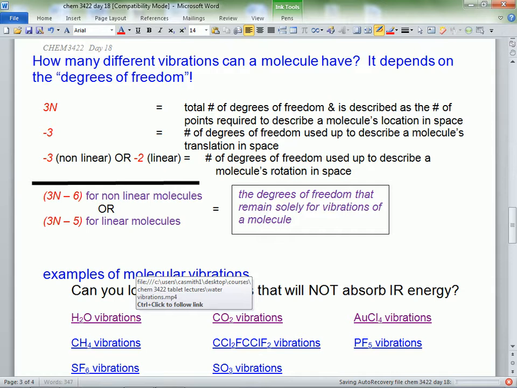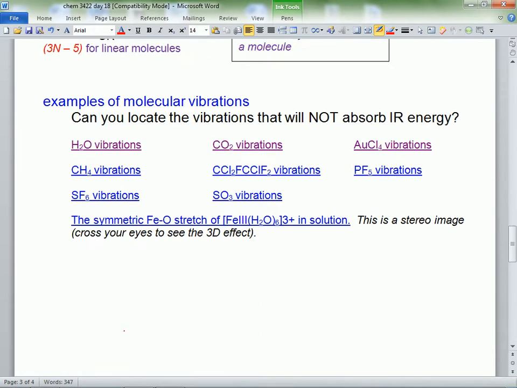Oh, here, we'll show you. Let's do one. If we have water, before I even click on it, is water linear? How do you know water's bent? You remember doing this? We called it VSEPR theory. Man, he's got a memory on him, right?